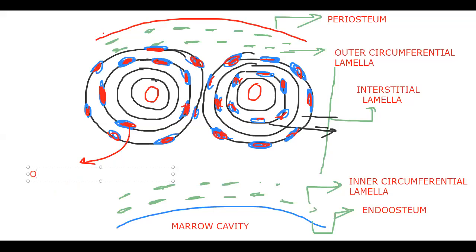So let me label this as osteocyte. You should understand that this is the inactive form. Where are the osteocytes present? They are present in the lacunae. So you need to locate the lacunae also. Those empty spaces are called lacunae. Each lacuna contains an osteocyte.